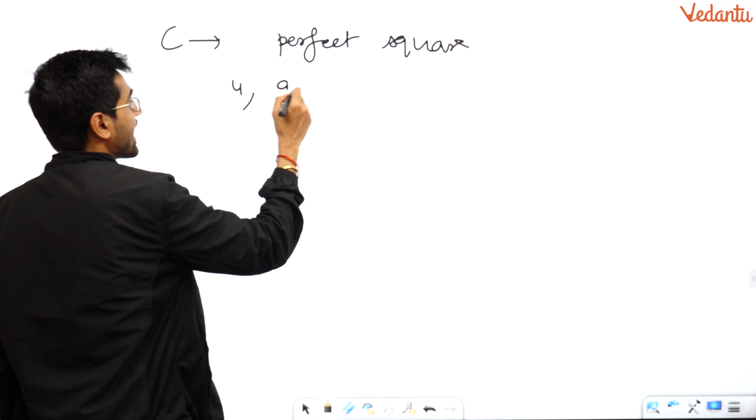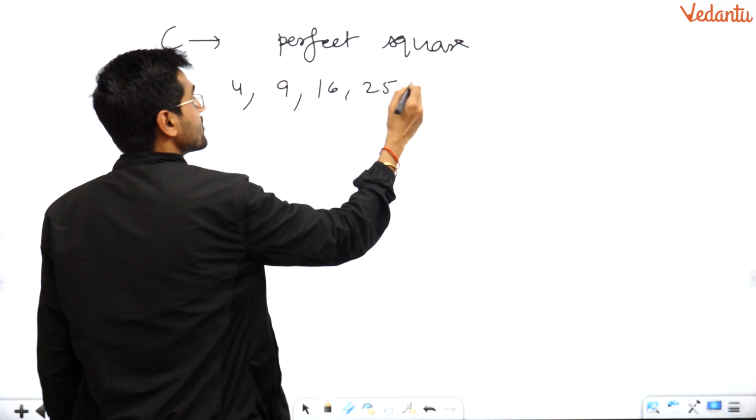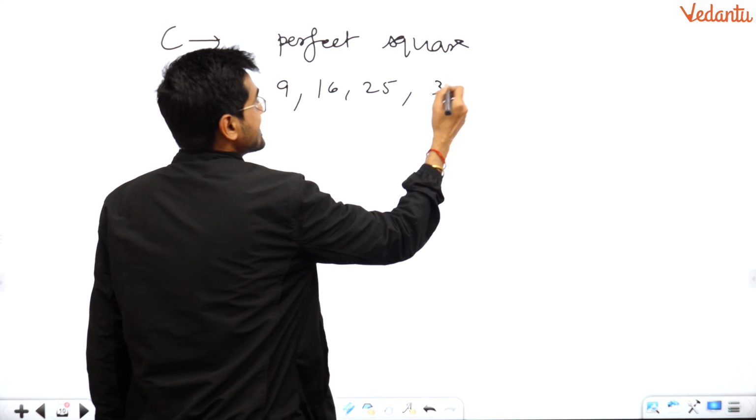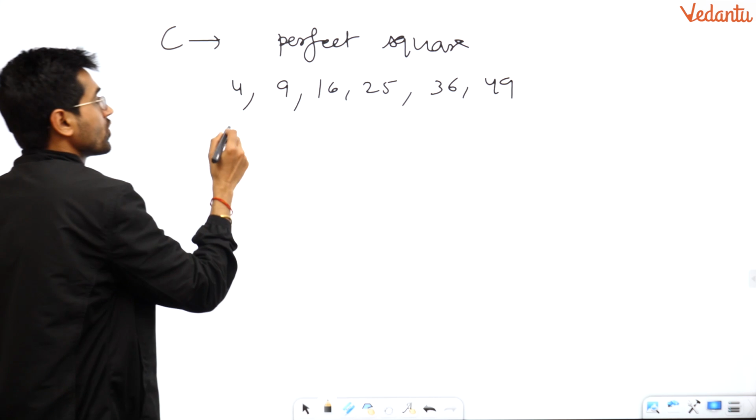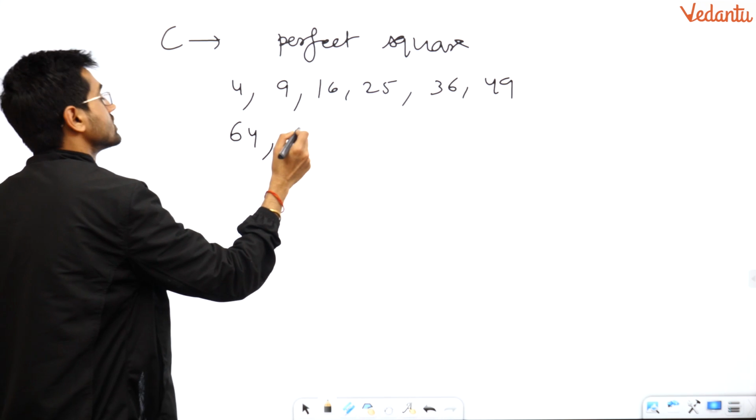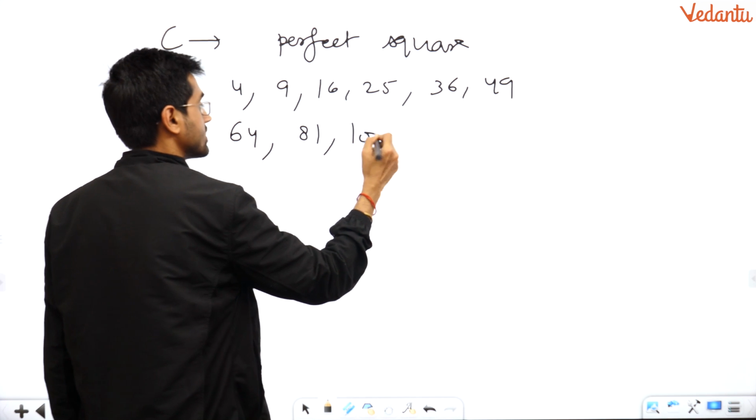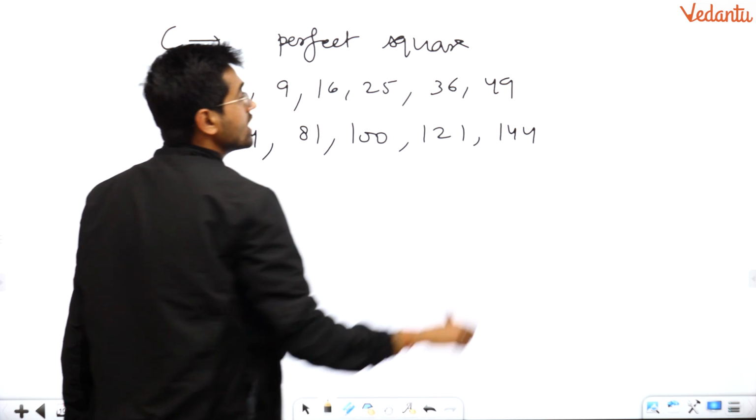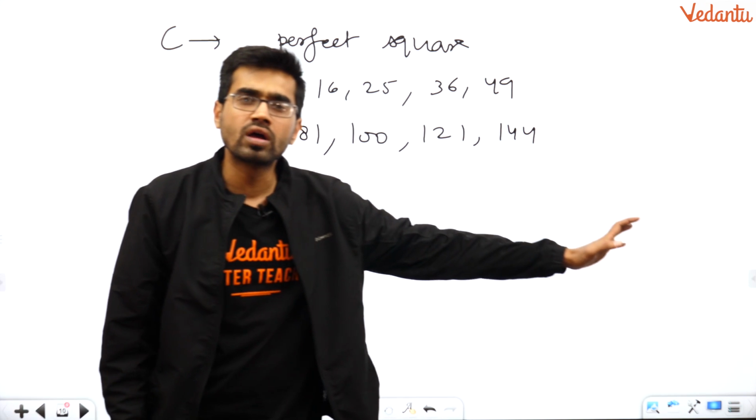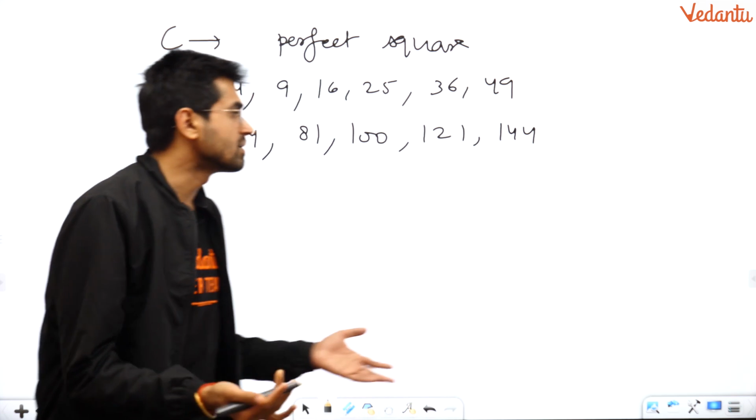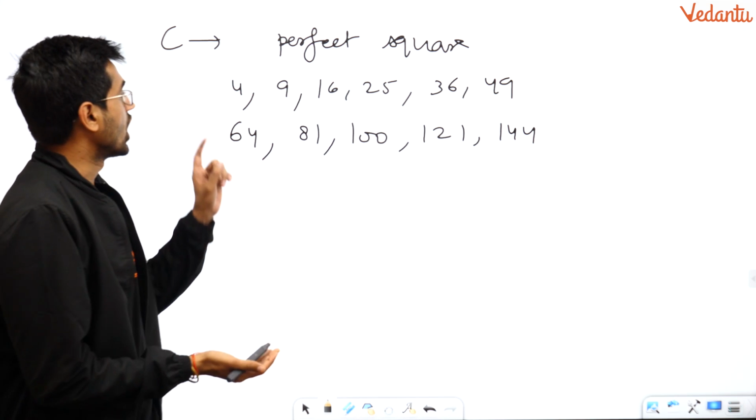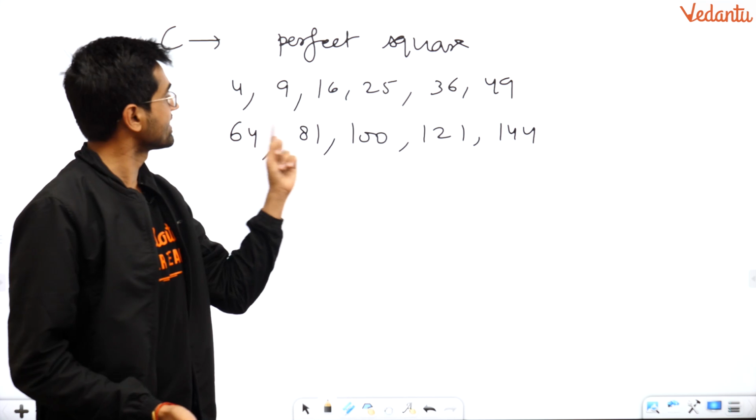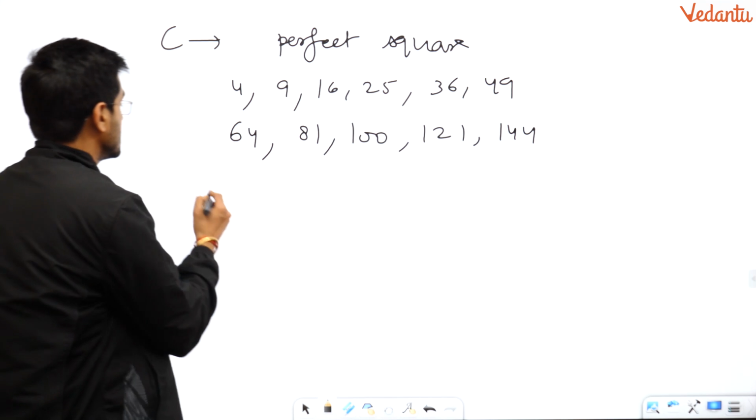So 4, 9, 16, 25. Then 36, 49. Keep on doing, 64. Then you have 81. Then you have 100. 121, 144. You cannot go past 144, for obvious reasons. The card numbers are till 151 only. How many? 1, 2, 3, 4, 5, 6, 7, 8, 9, 10, 11. 11 cards.